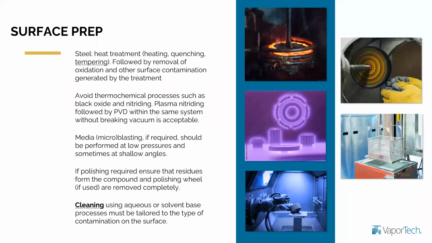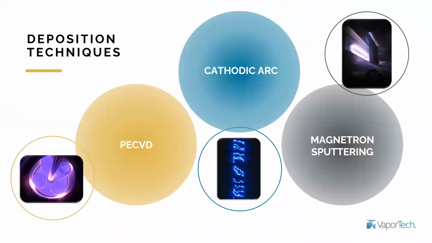Again, surface preparation, extremely important. Important for cosmetic coatings, even more important in this case, right? Of hard coatings and performance coatings. The processes that are normally used for generating hard coatings are PECVD, cathodic arc, and magnetron sputtering.